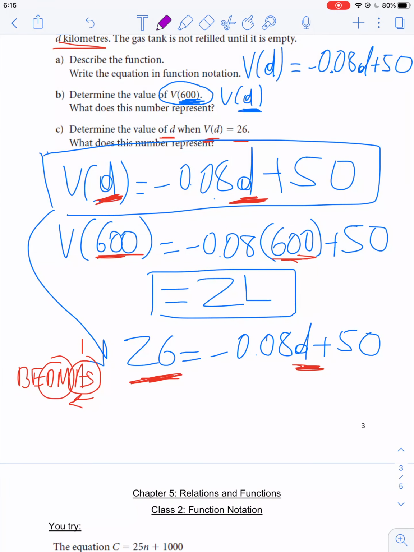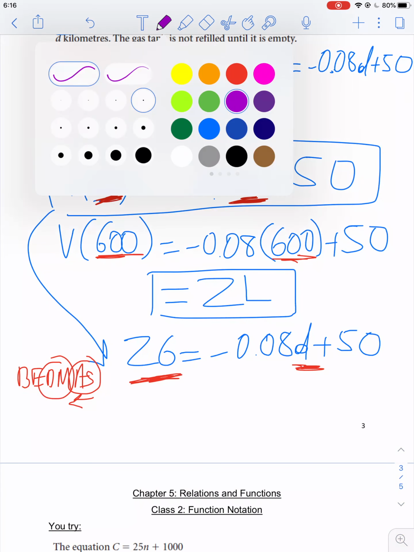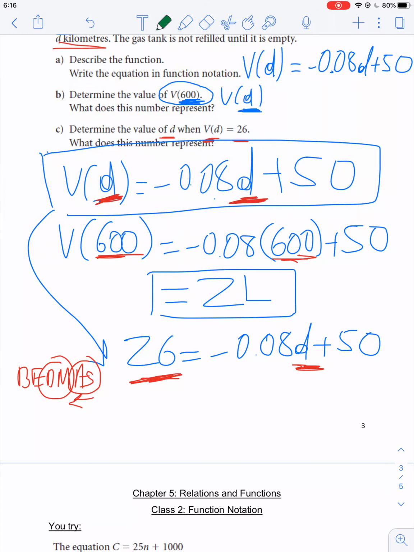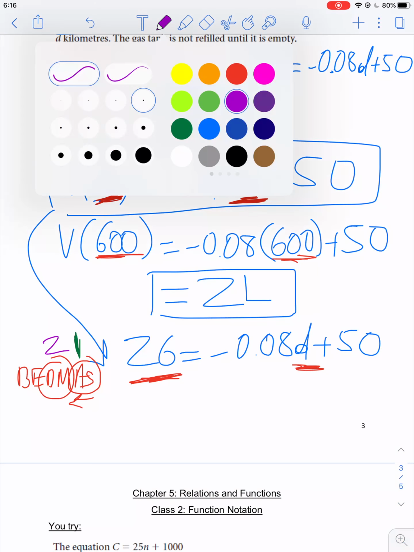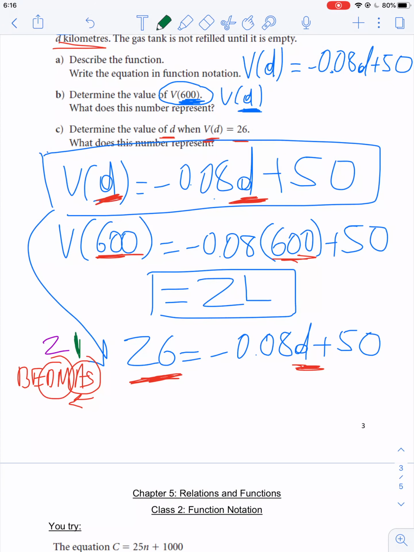Let me just use a different color. Let's go with green. I have to take care of addition and subtraction first, and then I have to take care of division and multiplication. So let's get rid of the 50 because it's addition. Minus 50, minus 50. So this disappears. And then I think that's minus 24, but I'll double check. So 26 minus 50 is minus 24.